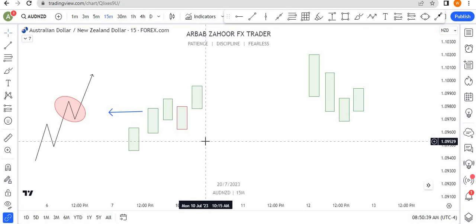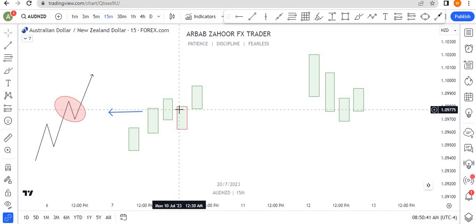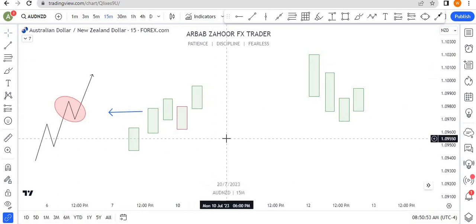Sometimes what happens, a candle makes only one move and you get confused: is it a valid pullback or not? Should I consider it a valid pullback or not? So in this video I will teach you very simply, very fast and very easily what a valid pullback is and how to identify it. So you must watch this video till the end. It's a very short video and it's very informative for you.